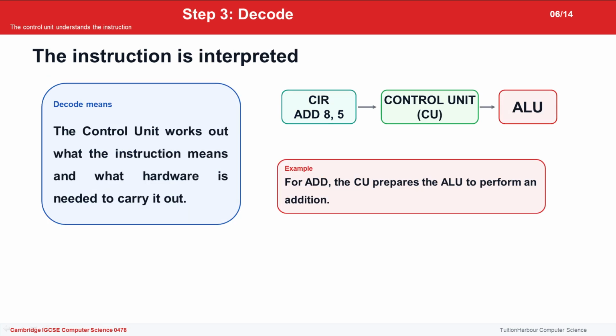Step 3. Decode. The control unit decodes the instruction stored in the CIR. Decoding means working out what the instruction means and which parts of the computer are needed. For an add instruction, the control unit prepares the arithmetic and logic unit to perform addition.